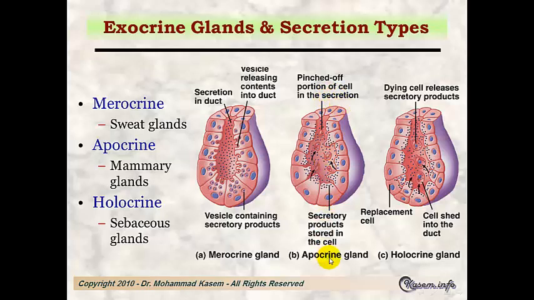This happens in the apocrine gland, like the mammary gland. And in this one, we see the dying cell, that cell dies and releases all the secretions out of the cell. It is called a holocrine gland, like the sebaceous glands. This is a sebaceous gland of the skin.